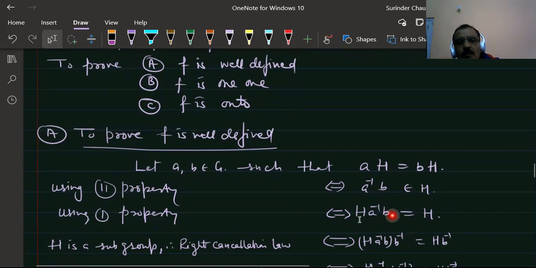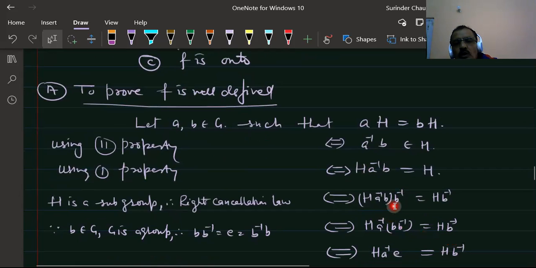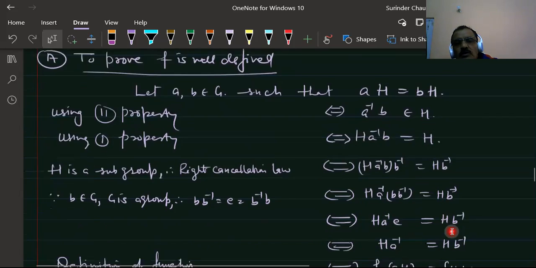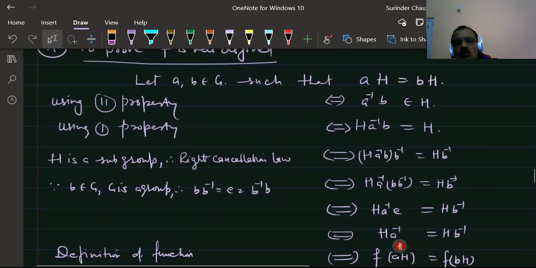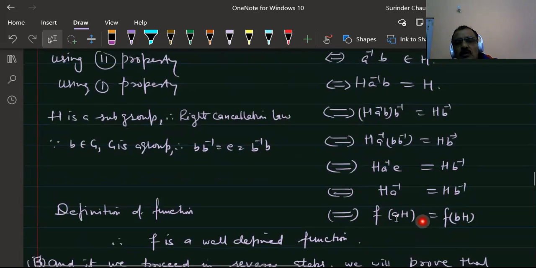And since H is a subgroup of G, the right cancellation law holds in H. So applying the right cancellation law, this is true if and only if a inverse b inverse is equal to h b inverse. Now the cancellation law holds true, so a inverse equals b inverse. This is the image of F of Ha and this is the image of F of Hb. By the definition of a function, F is a well defined function.